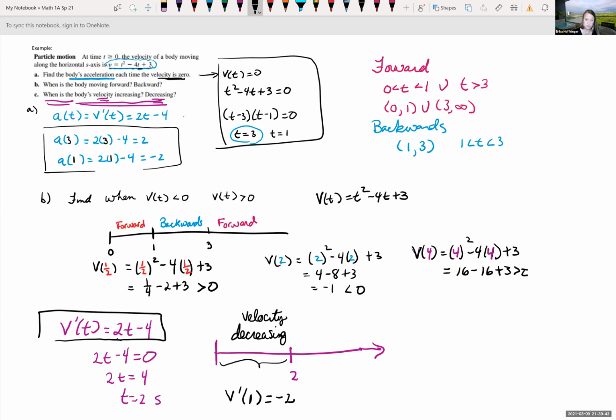And then let's look at what's happening after t equals 2. If you choose a number greater than 2, how about 3, and plug it into this derivative of the velocity, I have 2 times 3 is 6, minus 4 is 2. So this is greater than 0, so the velocity is increasing.